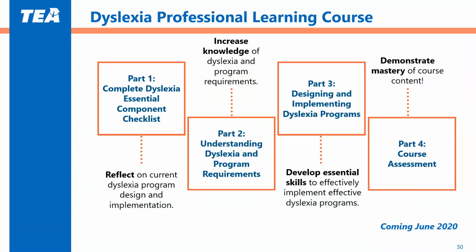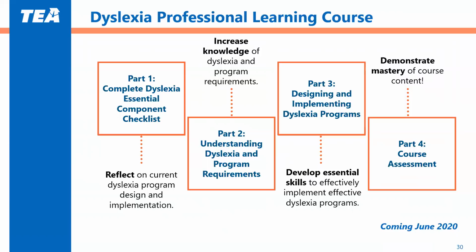Part 1 will walk LEAs through the Dyslexia Essential Components checklist that we just reviewed. The purpose here is to provide an opportunity to reflect on current dyslexia program design and implementation and identify areas of need. Part 2, Understanding Dyslexia and Program Requirements, will provide learning opportunities to increase your knowledge of dyslexia and program requirements outlined in the checklist. You will also have an opportunity to see dyslexia programming in action.